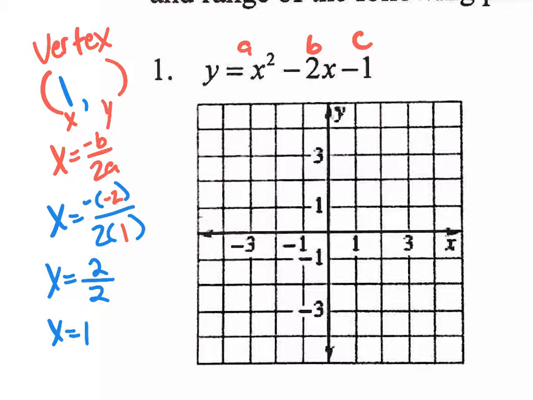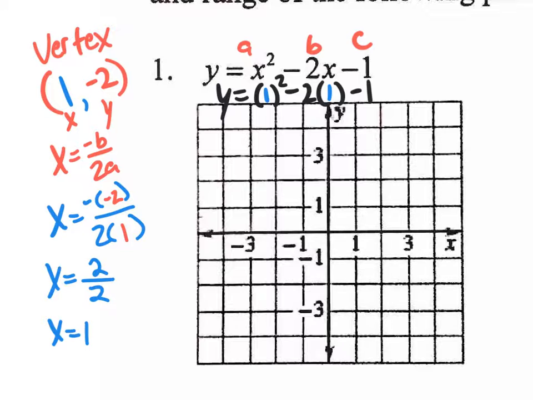I need the y value. What do I do to find the y value? Simply plug it in. Use parentheses to plug in the 1. And we could do the math easily. 1 squared is 1. 2 times 1 is 2. So you have 1 minus 2, that's negative 1. And then negative 1 minus 1, that's negative 2. So your y value is negative 2.